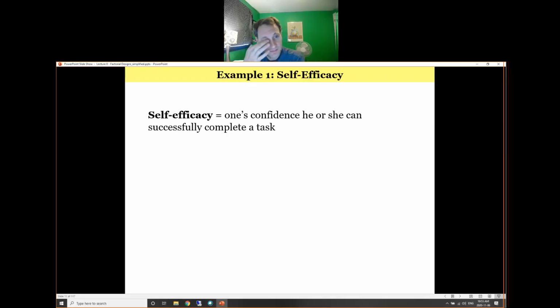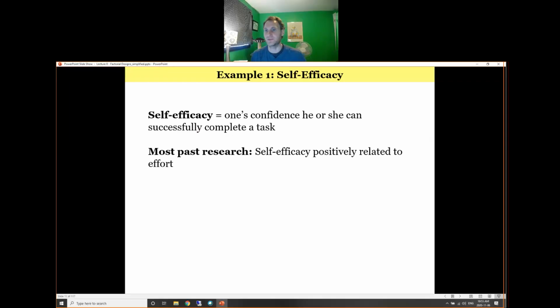We were studying self-efficacy, where self-efficacy is one's confidence that he or she can perform some task. So if you have high self-efficacy, you're pretty confident. If you have high self-efficacy for this course, you're pretty confident you're going to do well. If you have low self-efficacy, you're not as confident that you will be able to do well.